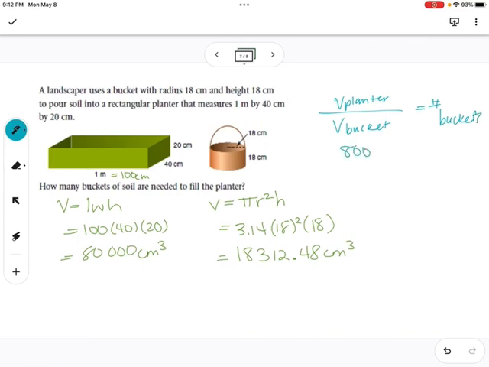So that's 80,000 divided by 18,312.48. And we get 4.4 as our answer. So if we wanted to round that up, 4 buckets wouldn't be enough, so then we can say that we would need 5 buckets to fill the planter.